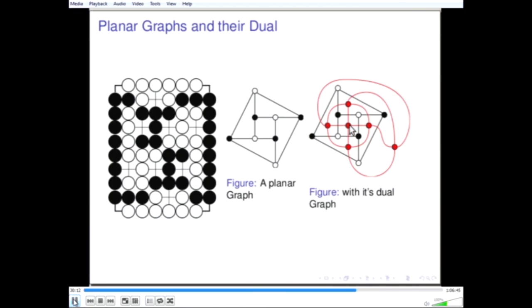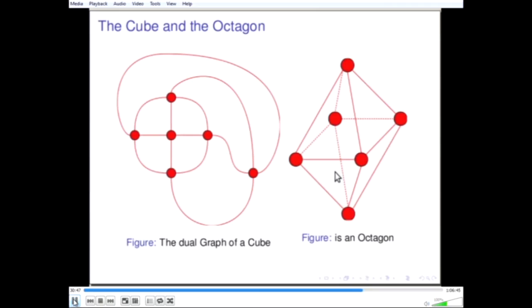Well, the nodes of the dual graph, as it turns out, represent the cross cuts between two black and two white chains. So we have here one cross cut, here a cross cut, here one, and here one, and one on the outside board. So these are five on the board and one outside the board, and that's a nice demonstration of how mathematics, graph theory, really describes Seki in a one-to-one way.